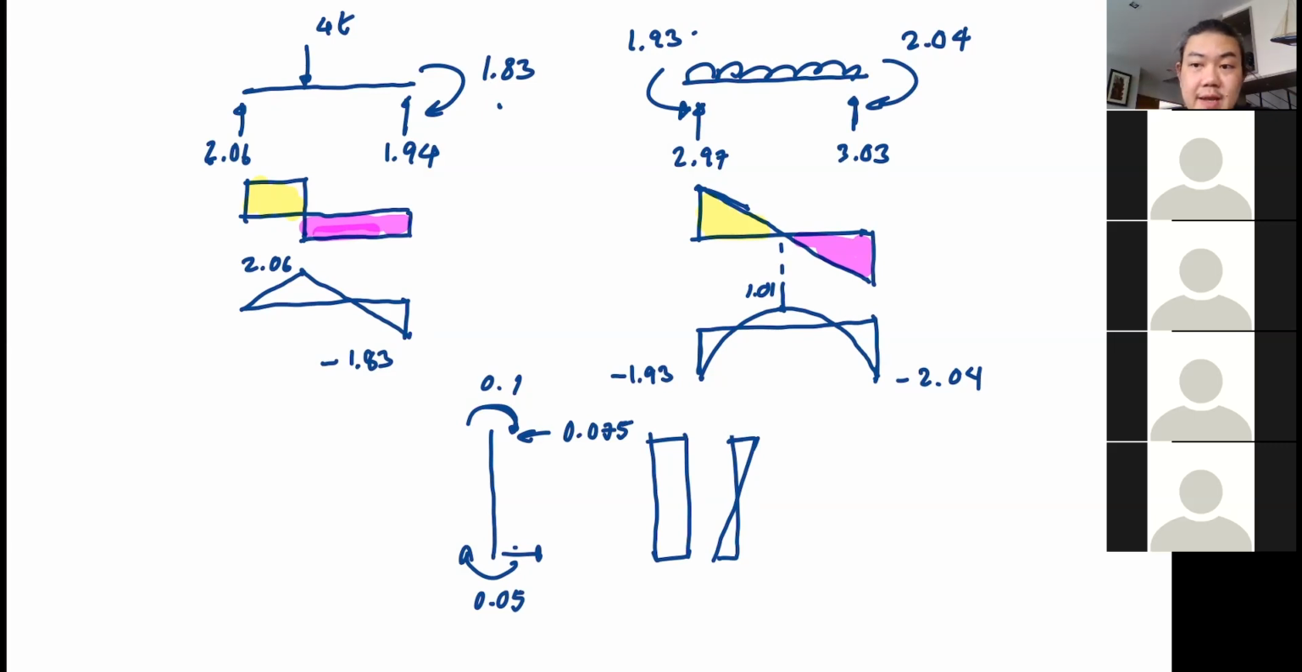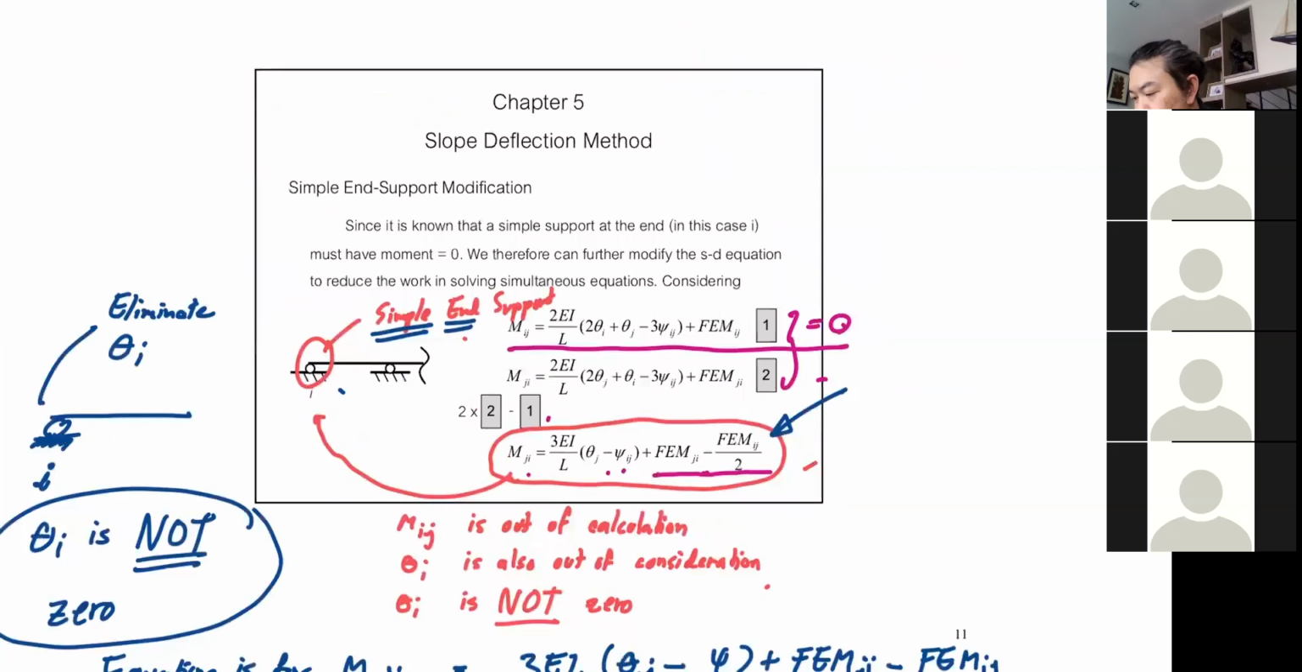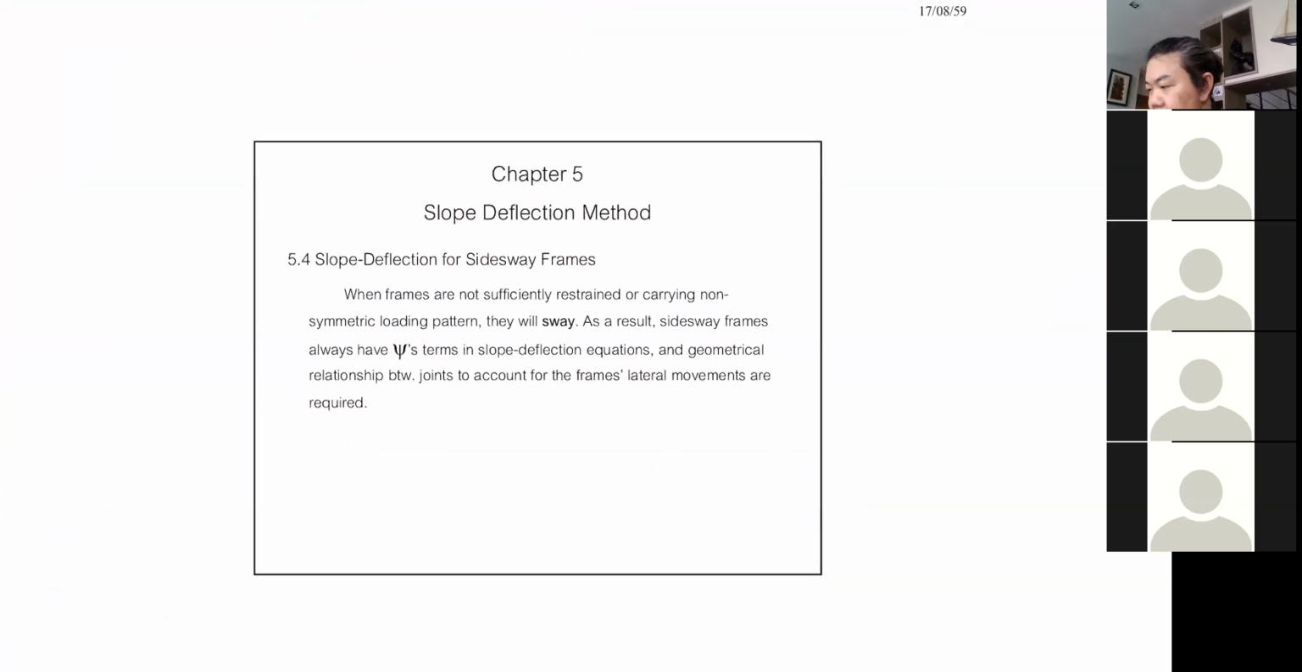Well, this is straightforward enough, right? So I suppose you may not have any questions. So now, the non-sway frame is just like beams, but for some joints, you can have more than two members. That's all, okay? But now, in the real world, we do have the side sway frame.